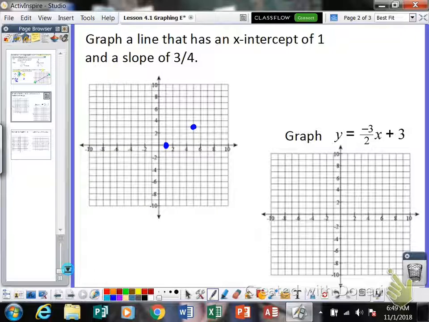1, 2, 3 up, 1, 2, 3, 4 to the right, there's my point. Again, I can come down 1, 2, 3, left 1, 2, 3, 4, put a point. Down 1, 2, 3, left 1, 2, 3, 4. I feel like I'm counting steps, like when the military does the steps. So then we draw a nice straight line through the points. Use your ruler. Arrows at the end.